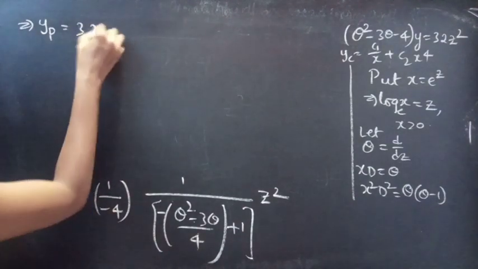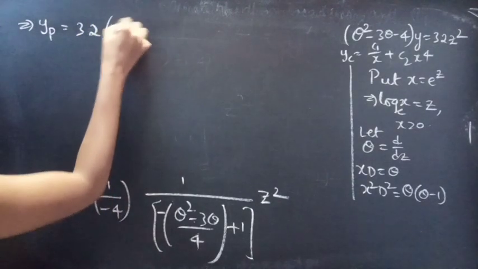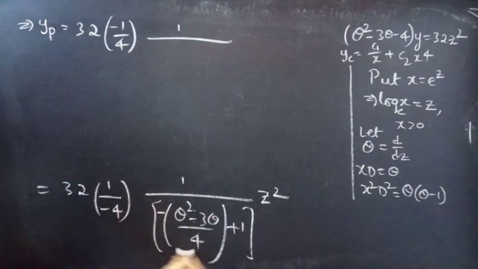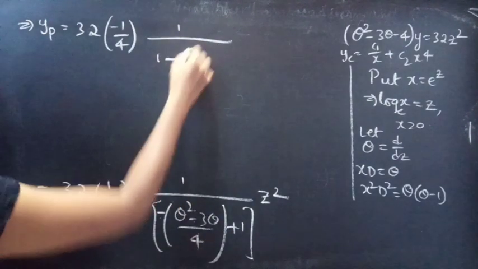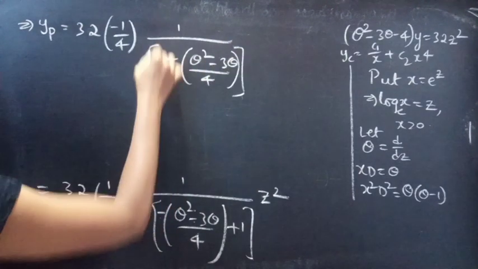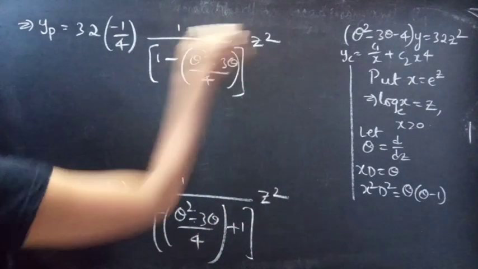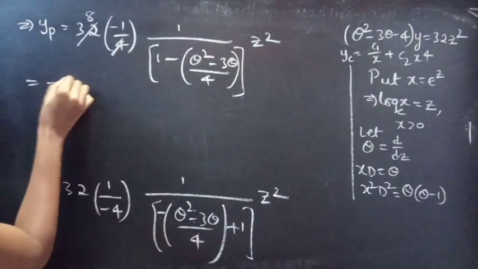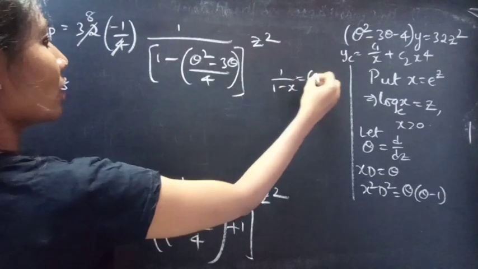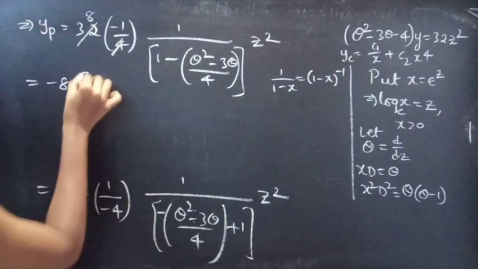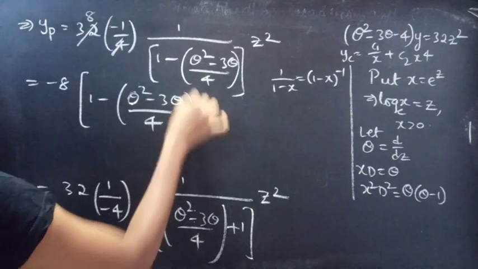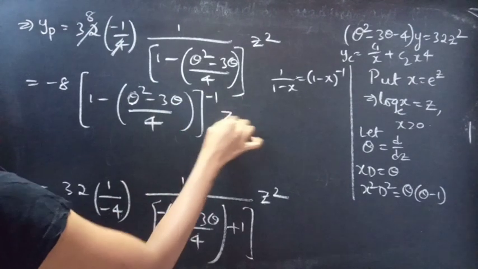So we can write it as 32 into, right, 1 by minus 4 as minus 1 by 4 into 1 by, we can write minus of the term plus 1 as 1 minus of theta square minus 3 theta by 4 into z square. 4 ones are 4, 8s are 32. This is equal to minus 8 into, see, this is of 1 by 1 minus x form. So we can write it as 1 minus x whole inverse. Then we'll get 1 minus of theta square minus 3 theta by 4 whole inverse into z square.